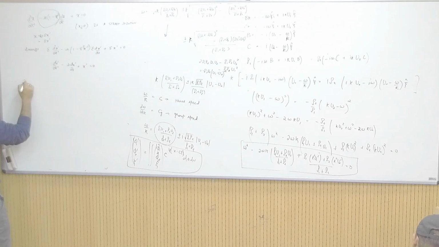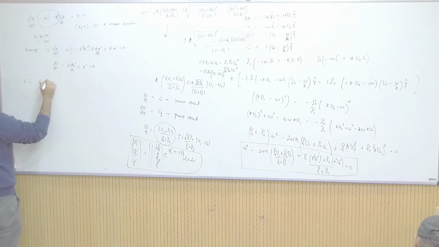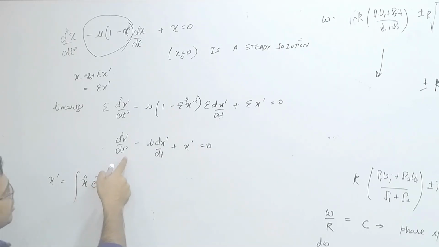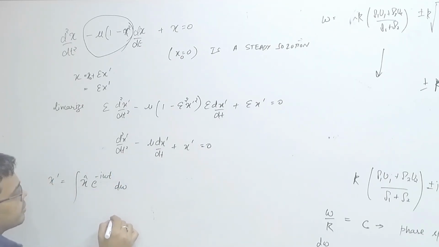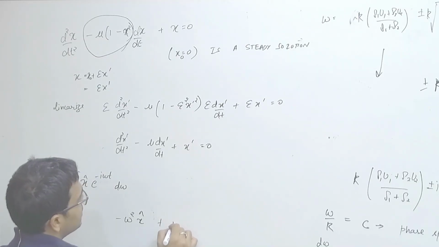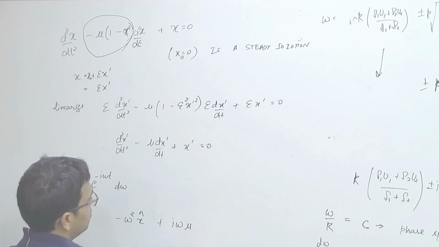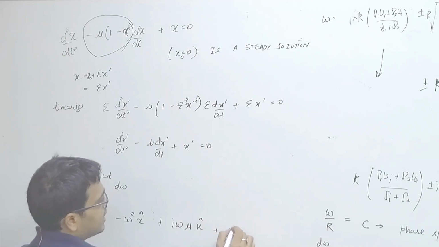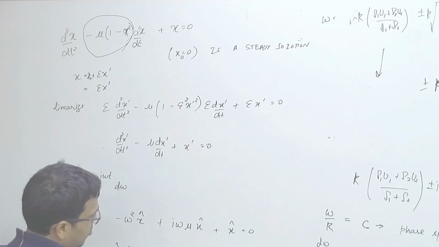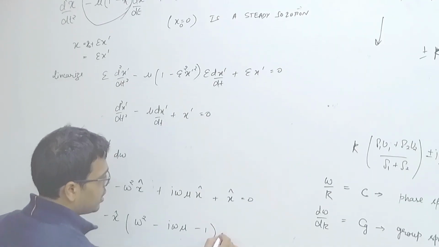Substitute the normal mode assumption here, x hat e to the power minus i omega t. What will you get? Minus omega square x hat plus i omega mu x hat plus x hat equals 0. For non-trivial solutions, let's take minus x hat outside, you have omega square minus i omega mu minus 1 equals 0.